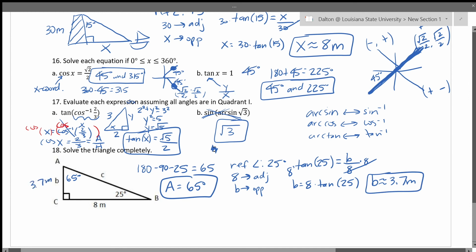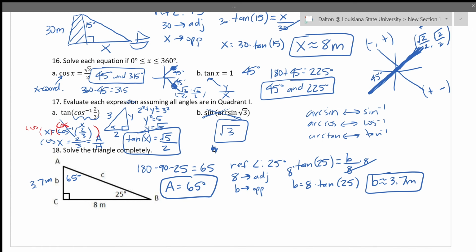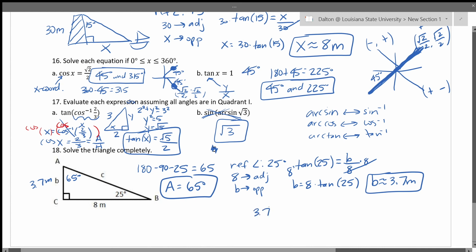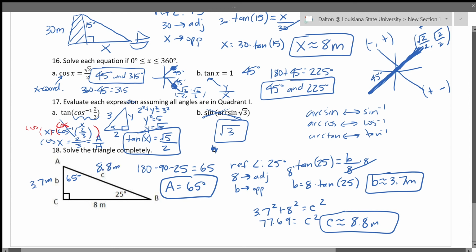To find C, you could use sine, cosine, or tangent again, or if you like the Pythagorean theorem, then you could just do that, because then you can say, okay, 3.7 squared plus 8 squared is equal to C squared. If you do that, you get 77.69 equals C squared, and then when you take the square root of both sides, you end up with C is approximately 8.8 meters. So you have all 3 sides now and all 3 angles. That's what it means to solve the triangle completely.